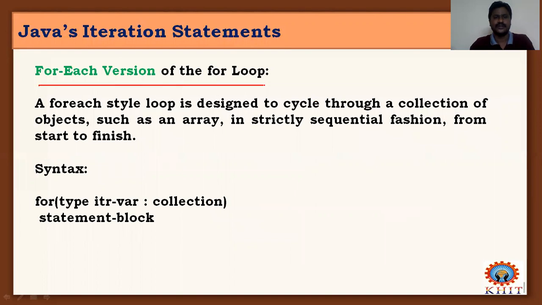The for-each version of the for loop. The for-each style loop is designed to cycle through a collection of objects. This is important to understand. This is mainly for a sequence of operations, and collectively an array generally holds values in strictly sequential fashion. It does the same process as the for loop, naturally, performing on a collection of objects the same way as on an array, strictly in a sequential fashion from start to finish.